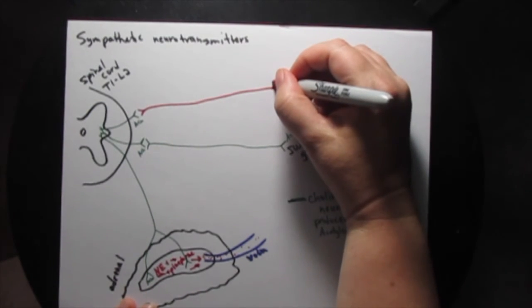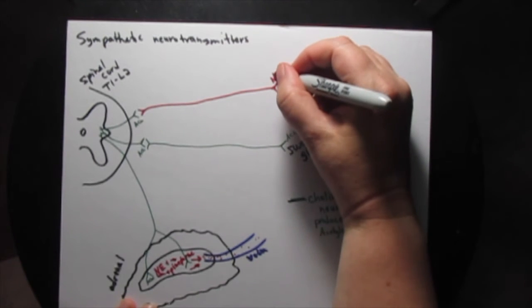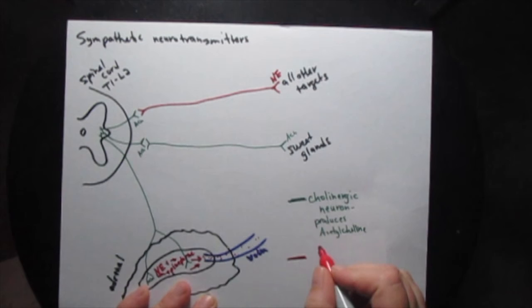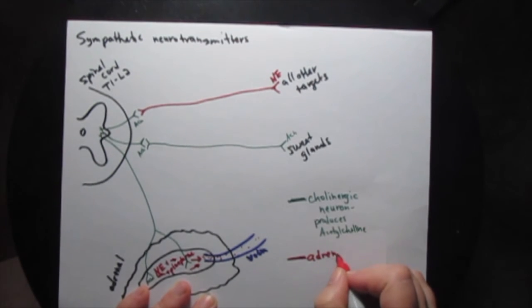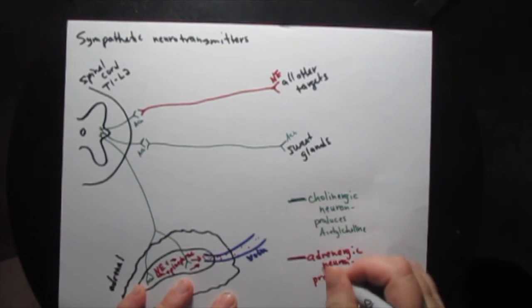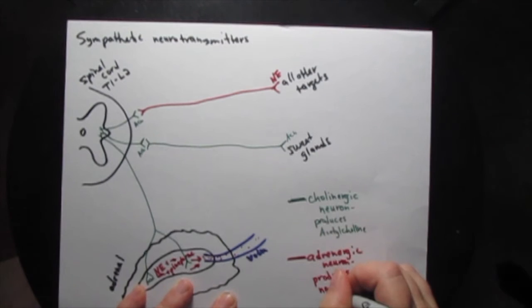Next up, in red, is an adrenergic neuron that produces norepinephrine. Norepinephrine is the same as noradrenaline, and these are close cousins to epinephrine, or adrenaline. So noradrenaline and norepinephrine are the same thing, and epinephrine and adrenaline are the same thing.